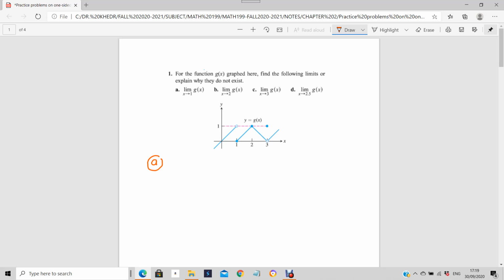So to determine the limit of the function as x approaches 1, we have to find the one-sided limits. So first let me find the limit of g of x as x goes to 1 from the left side. Well, we are talking about the region where x is less than 1. X approaching 1 from the left side means x is in this range, very close to 1 and to the left of 1. Minus means to the left of 1.